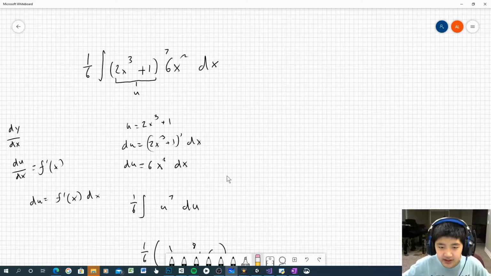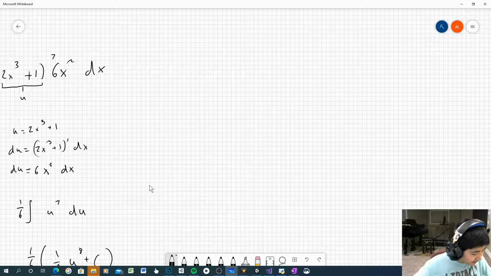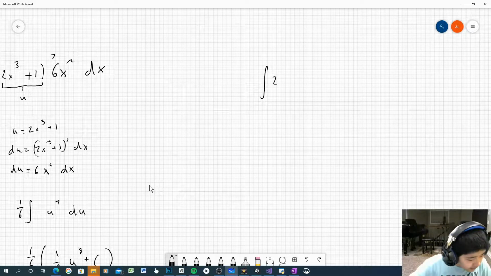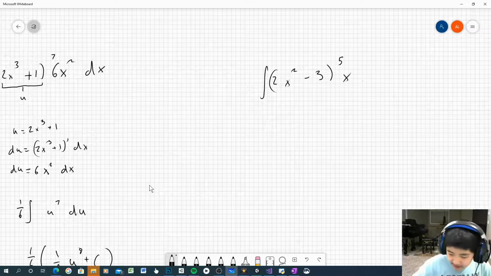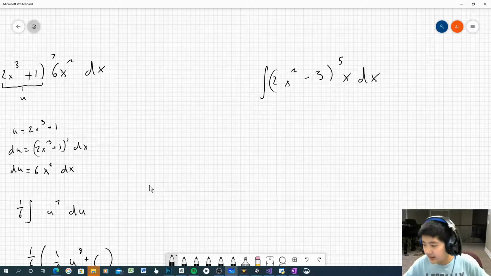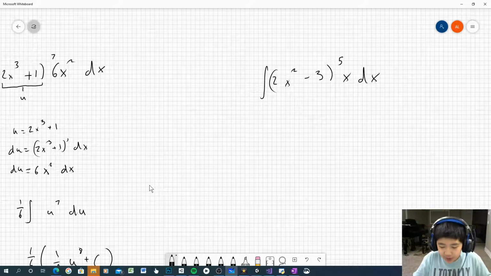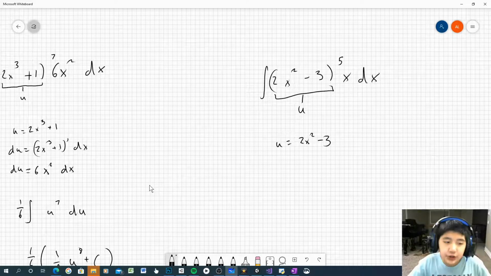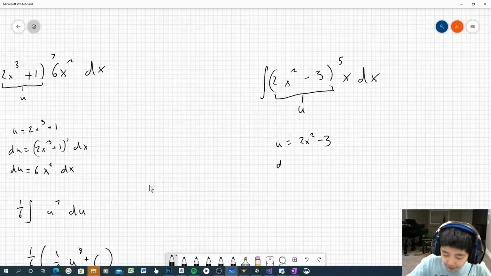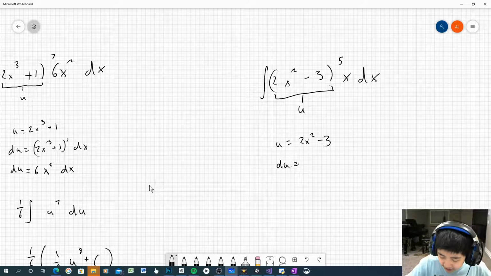Okay, let's move on to another question to reinforce this. Alright, let's use something like this: the integral of (2x squared minus 3) to the power of 5 times x dx. Alright, let's do this now. First step, like we said earlier, is to find our u. What's inside the bracket? Let's call this u, so u equals 2x squared minus 3. And what is du? Remember, we proved that du is equal to the derivative of u times dx, which is 4x dx.